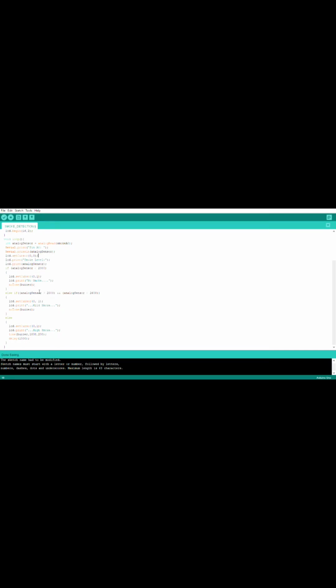the LCD as no smoke and the buzzer will not ring. When the sensor value is above 2000 and below 2600, the message that will be displayed will be mild smoke and the buzzer will not ring.